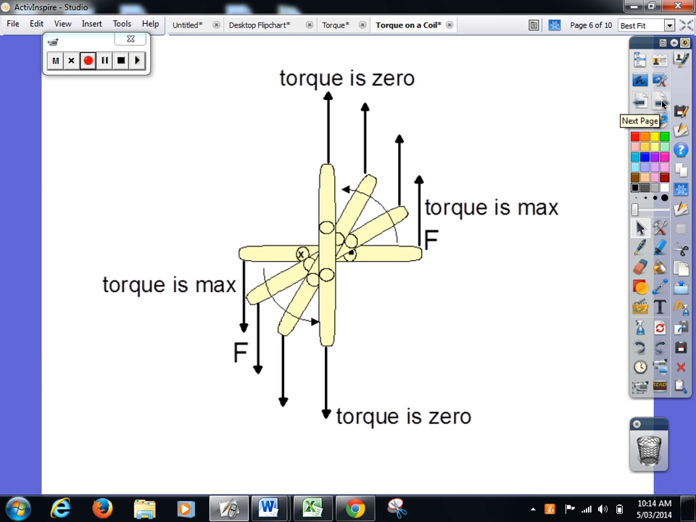So torque is 0 at the top. Torque is maximum in the horizontal. And that's our problem. It's a really bad design for a motor.